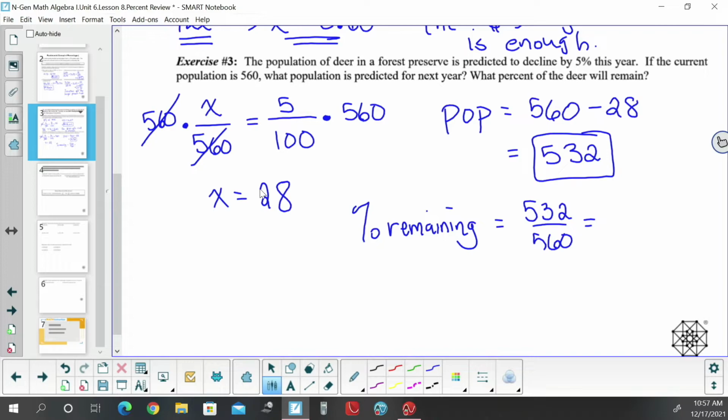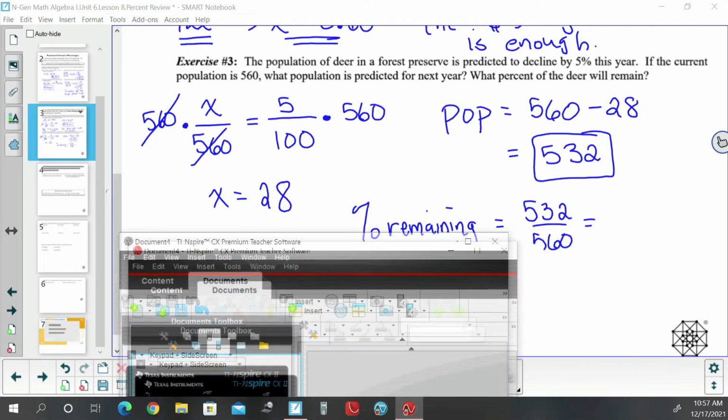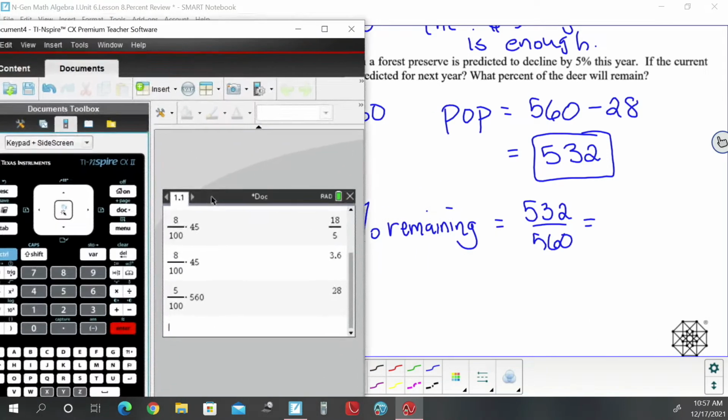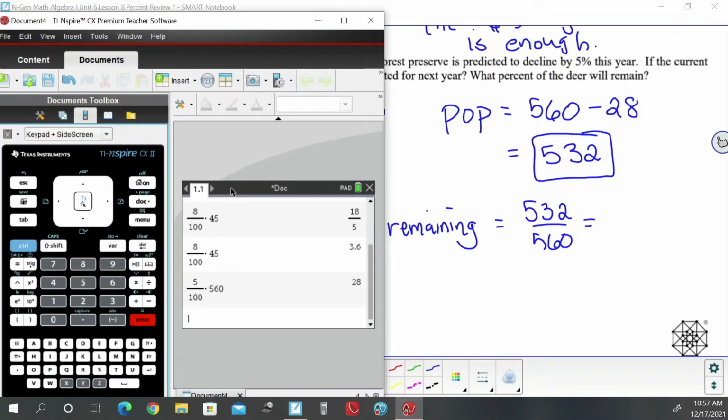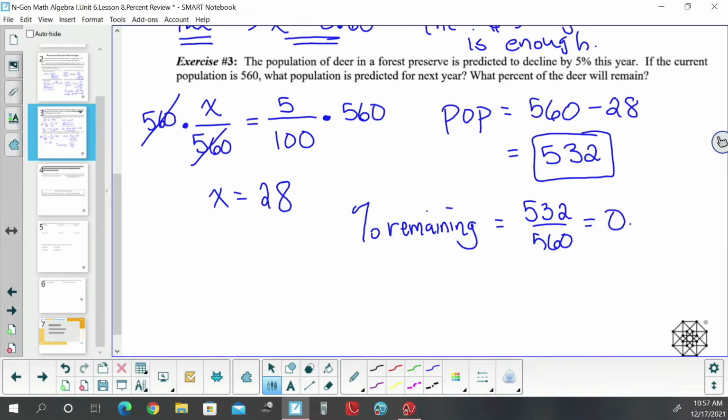Now that's a ratio out of 560. If I want a ratio out of 100, what I'm going to do is bring this up here. 532 divided by 560. That's 19 out of 20. Thank you so much, calculator. That's 0.95, which is 95/100ths, which is 95%.